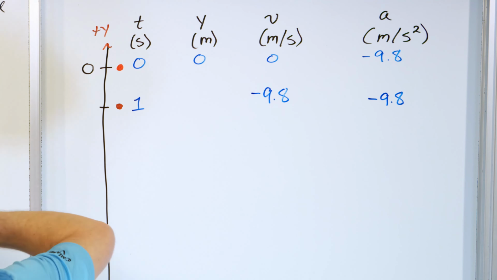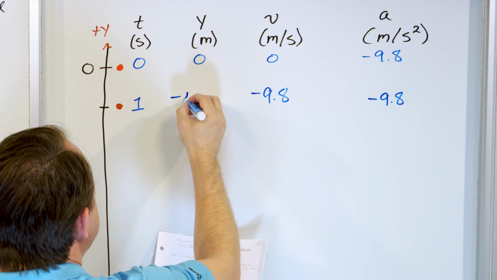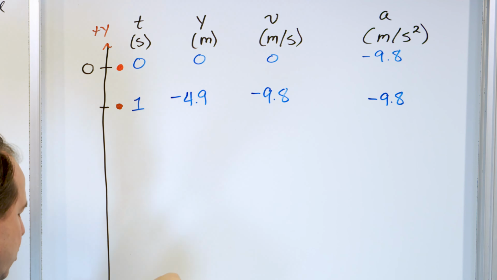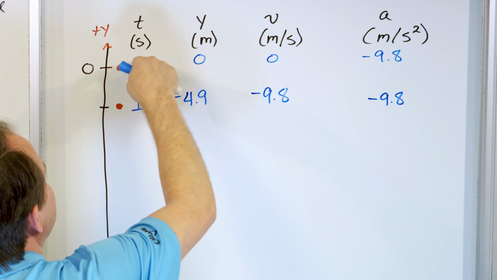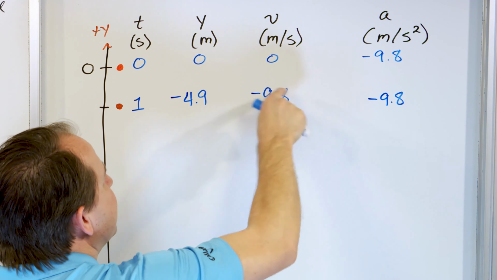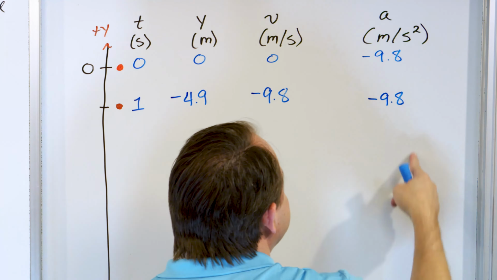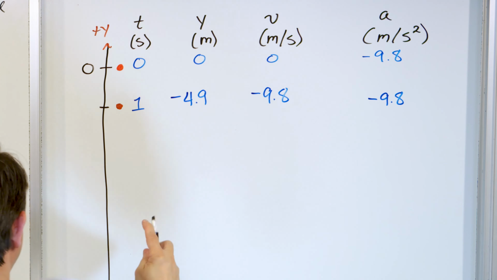All right. Now, when we use the equations of motion to calculate, we're going to find later that after 1 second, you are now negative 4.9 meters down below where you started. So you drop it, and after 1 second you're 4.9 meters below the starting point. You're traveling with a velocity of negative 9.8 meters per second, and the acceleration is the same as it always is.